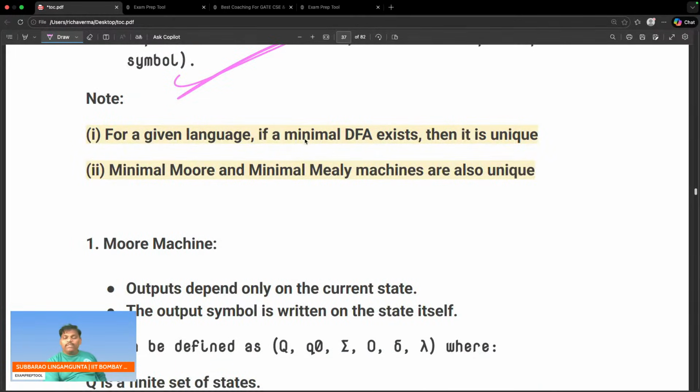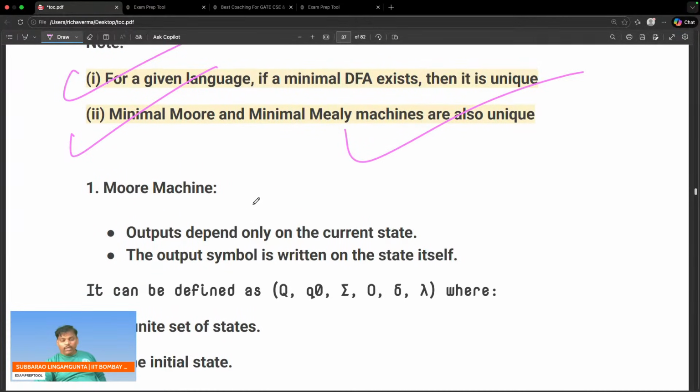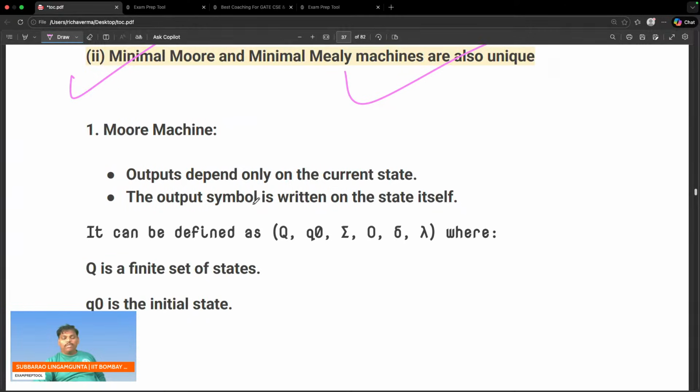For a language, if a minimal DFA exists, then it is unique. In a similar way, the minimal Moore machine and the minimal Mealy machine are also unique. Remember, in the total automata, 3 things are unique: minimal DFA, minimal Moore machine, minimal Mealy machine. Please understand, in the total TOC, only these 3 are unique. Remaining are not unique. Please be careful.